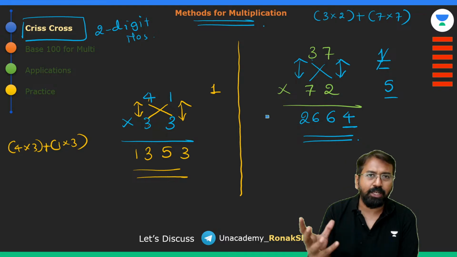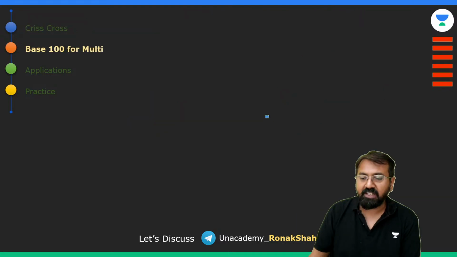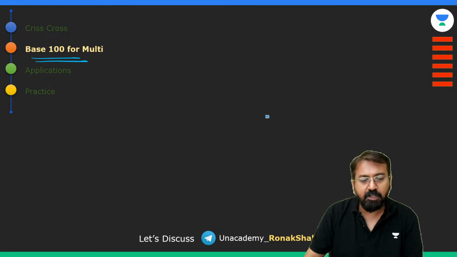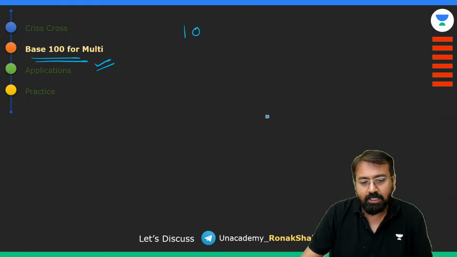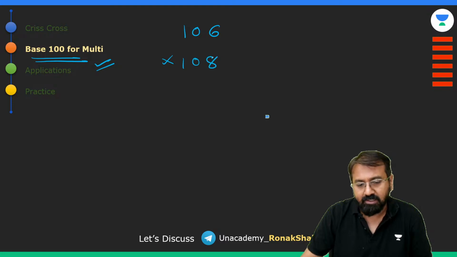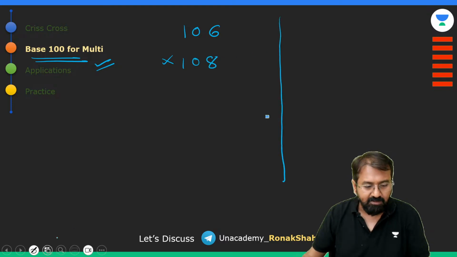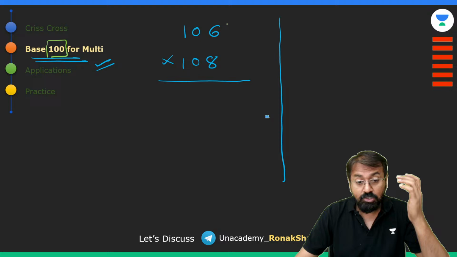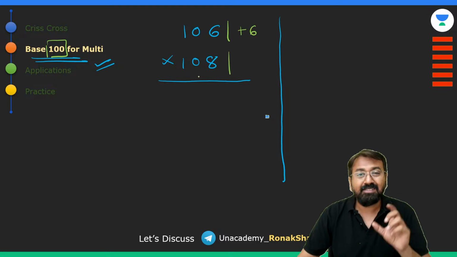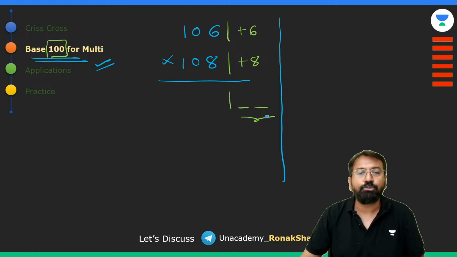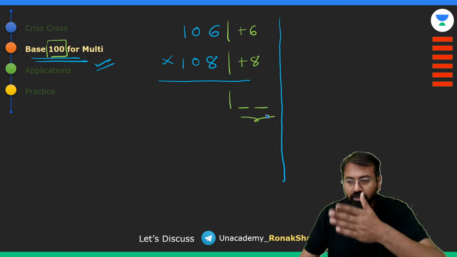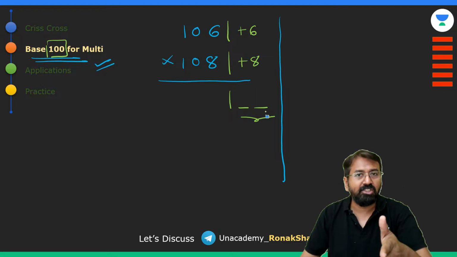Okay, so this is how you can do crisscross multiplication. Now guys, let me show you one very interesting method, base 100 for multiplication. This is very useful, the one that I showed you earlier at the beginning. Suppose you want to multiply 106 with 108. First you need to compare the number with the base. 106 is 6 more than 100, so write plus 6. 108 is 8 more than 100, so write plus 8. Here also you will get the answer in 2 parts, right part and left part. There should be exactly 2 digits in the right part. If there is any extra digit, then carry over. If there is a single digit, then insert 0.